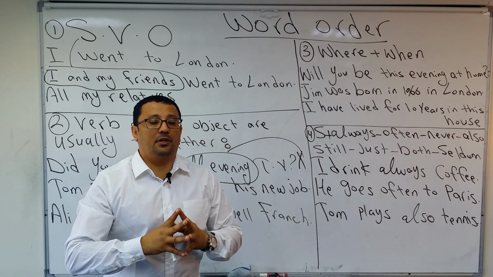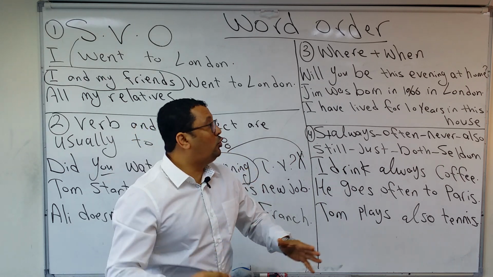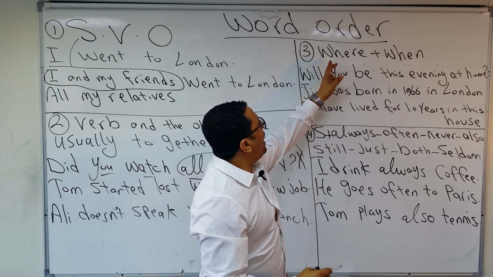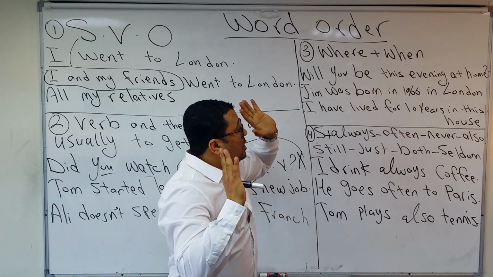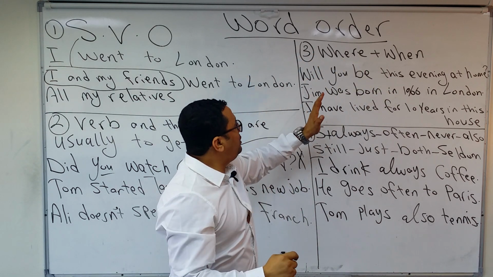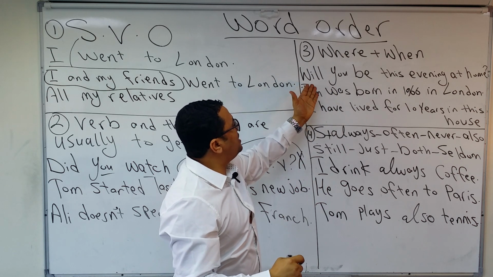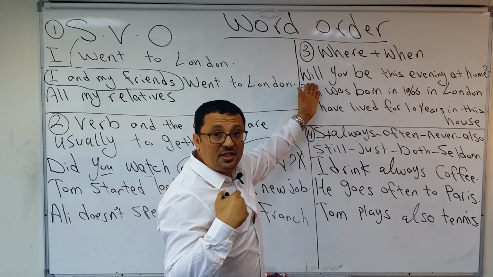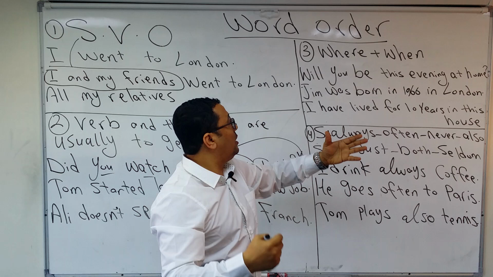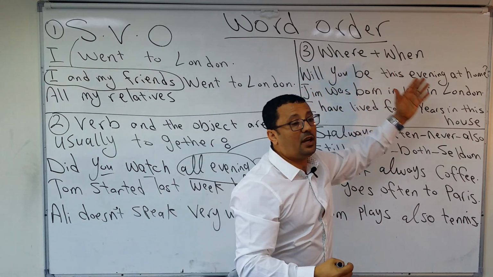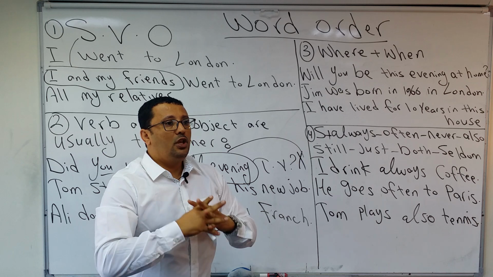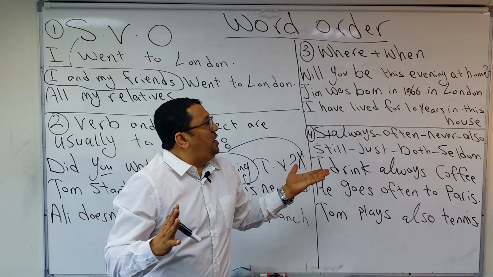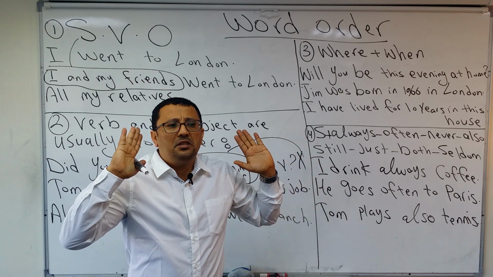Now, let's move to point number 3. When you make your sentences, pay attention that you start with where and when. What do you mean, Mr. Murad? Let me show you this example. This question says, someone asks someone else, will you be this evening at home? If you look at this question, you will find it's very normal and it seems correct.